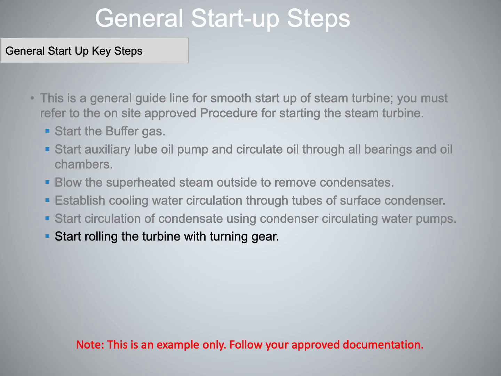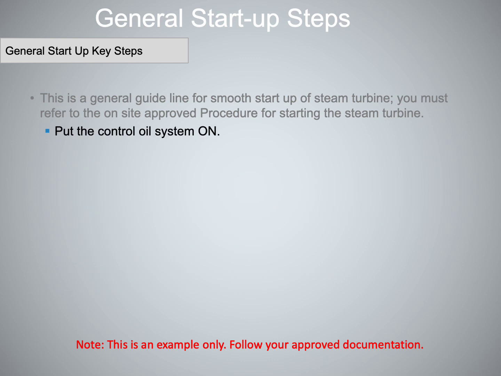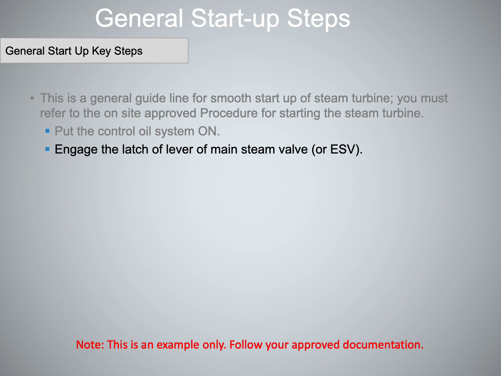Start rolling the turbine with turning gear. Apply vacuum in the surface condenser. Start gland ejector steam, and apply sealing steam. Start the slow warm-up of the turbine. Put the control oil system on. Engage the latch of lever of main steam valve, or ESV.